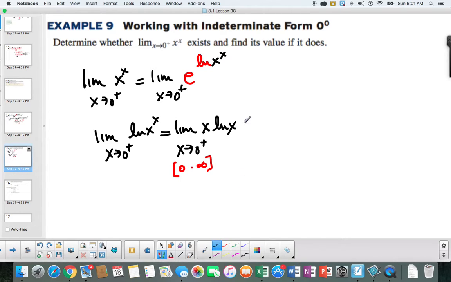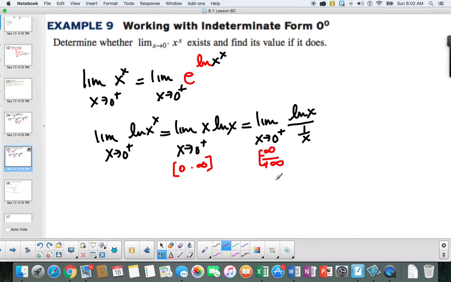And we can rewrite that as a quotient. Limit as x approaches 0 from the right-hand side of the natural log of x all over 1 over x. And if I examine that, that'll be negative infinity over, let me think, that is positive infinity right there.